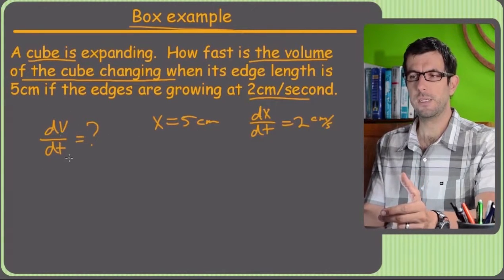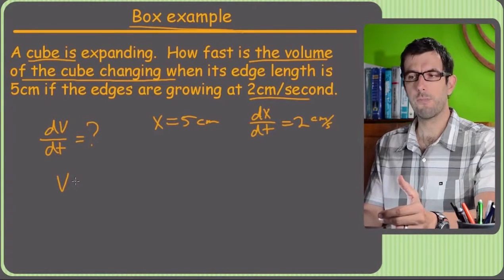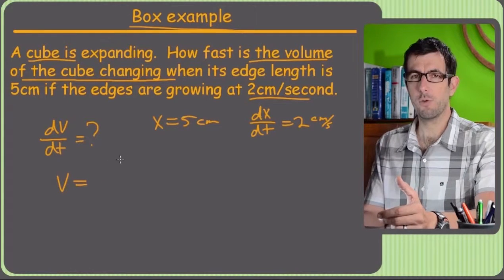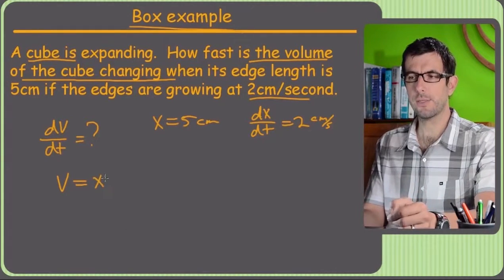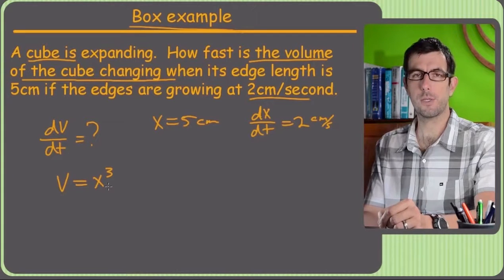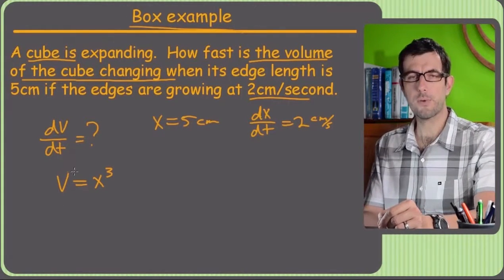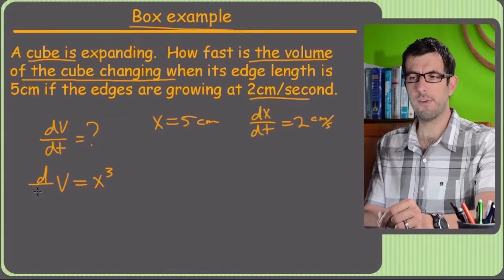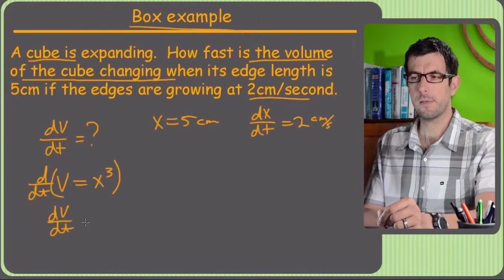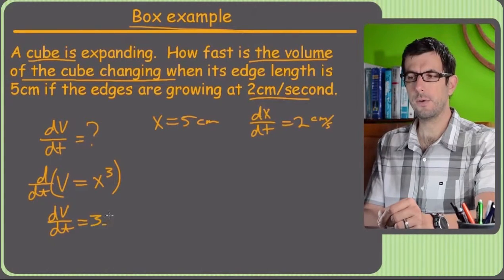They're asking for dV dt, which means I need to be using the volume formula. And what is the volume of a cube? Well, it's just those 3 edges multiplied together, so x cubed. All right, so now there's a piece of cake. Now we have the formula we want to take the derivative of. All we do is just take the derivative of it with respect to t, the whole thing. So on the left we get dV dt, and on the right we get 3x squared.